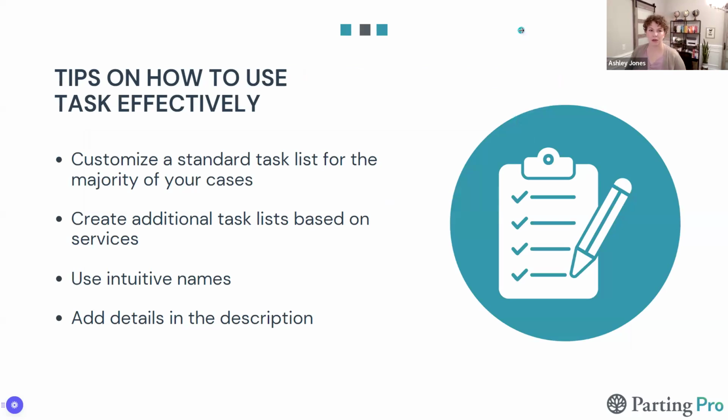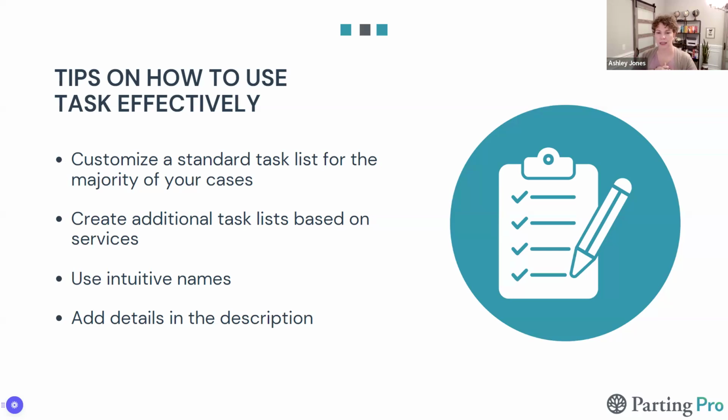These are just some tips on how to effectively use the tasks. What I would suggest is that you customize kind of a standard task list that's going to work for the majority of your cases. So if you're a cremation provider, and you are only doing cremations, then you might be able to get away with having one standard cremation checklist. But I would make one based on the things that are going to be done for every single case. So regardless of the case, you're going to file a death certificate, you're going to need to do a removal, like those really, really basic things that are going to apply to every case. That's how I would start your task list.